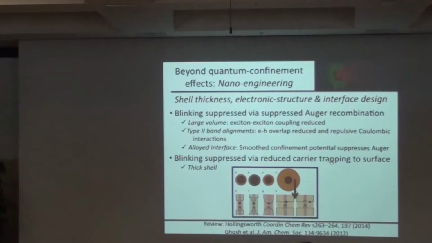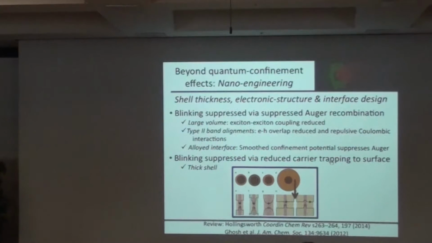And finally, theory by Sasha Efros a number of years ago showed that if you could smooth the confinement potential at the core-shell interface, you could potentially also reduce Auger. So all of these are knobs that we can use to tune the structure and thereby tune the Auger-mediated blinking process.